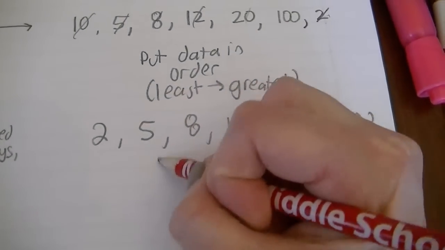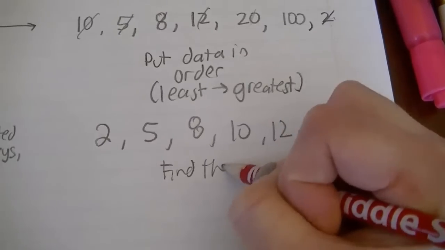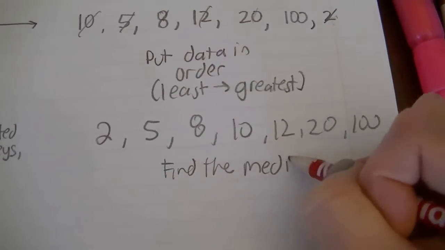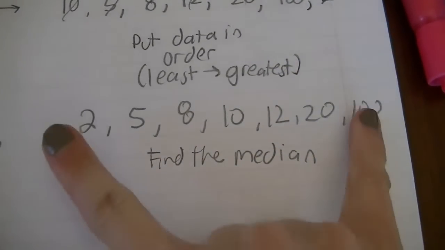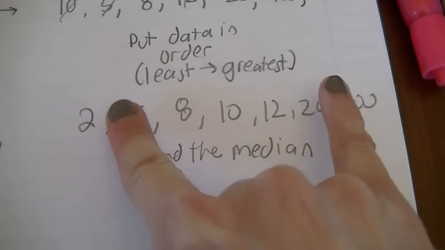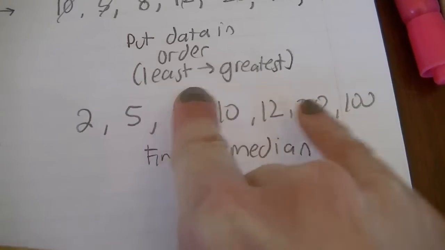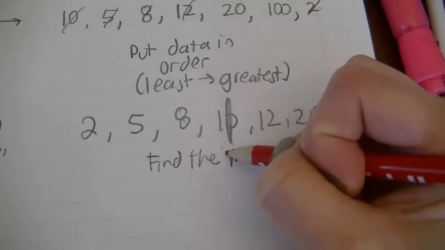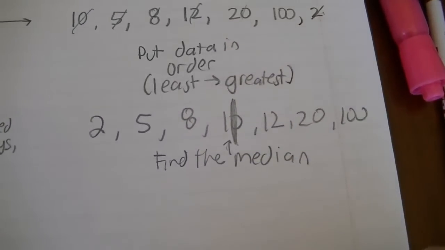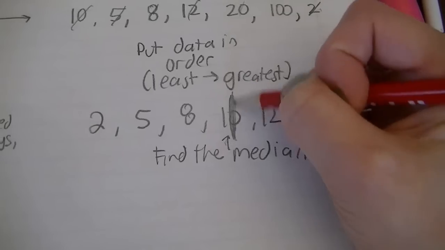So now we find the median. Median means the middle number, okay? Median is the number that's in the middle. So I'm going to kind of cross them off. Okay, so our middle number is 10. Okay? And you're probably like, why did you just do that? Well, this is why, because that's the median.